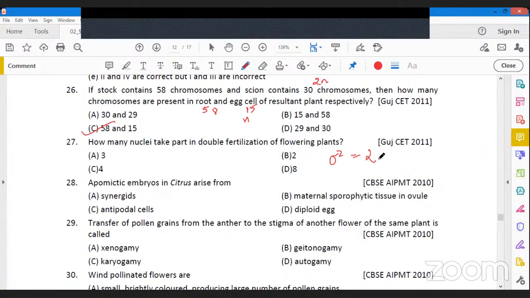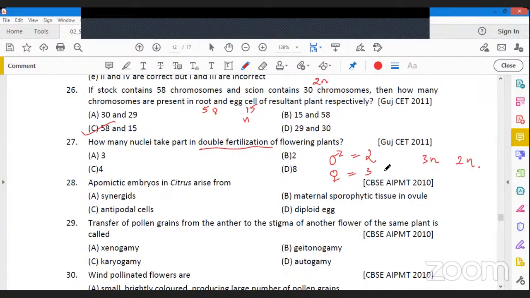So all of them together. How many nuclei take part in double fertilization of flowering plants? So male nuclei will be 2, female nuclei will be 3. One has to become triploid, 3n, and the other has to become 2n. So totally how many nuclei take part in double fertilization of flowering plants?